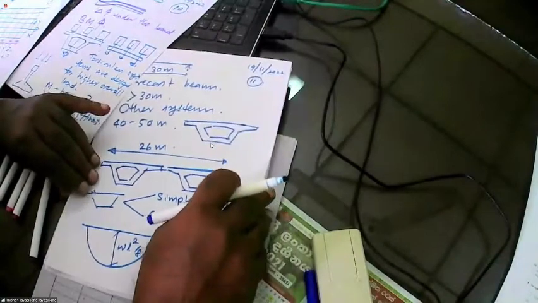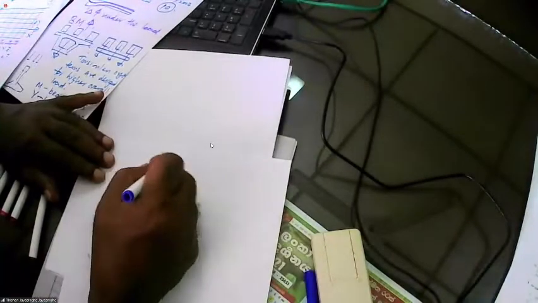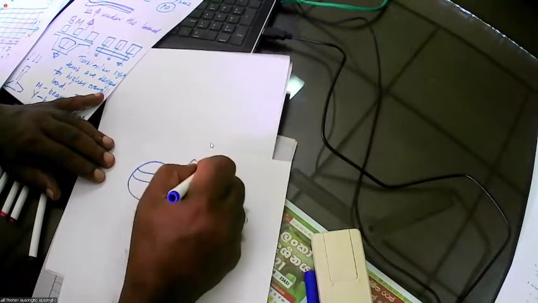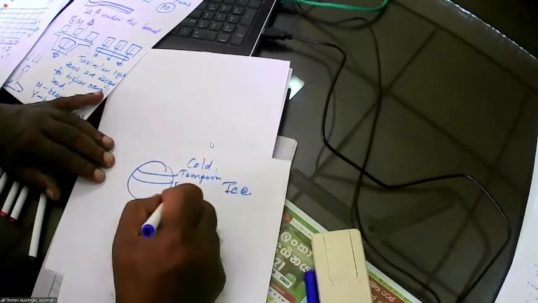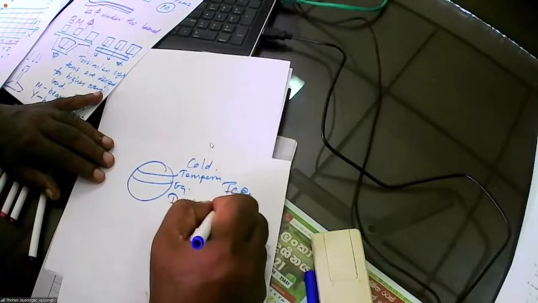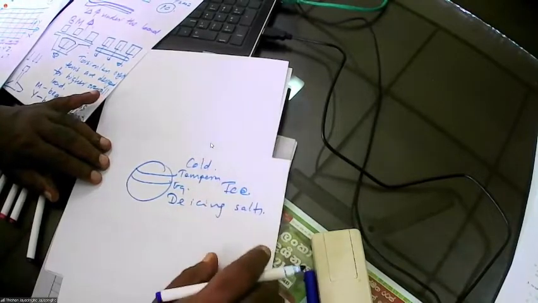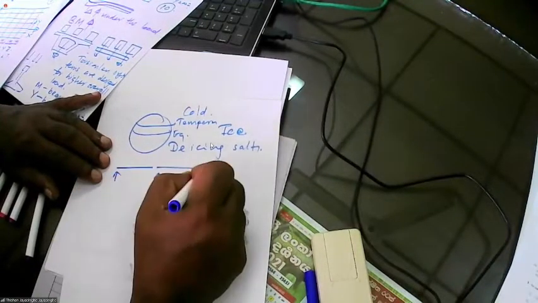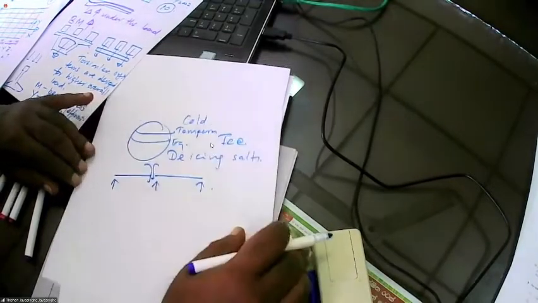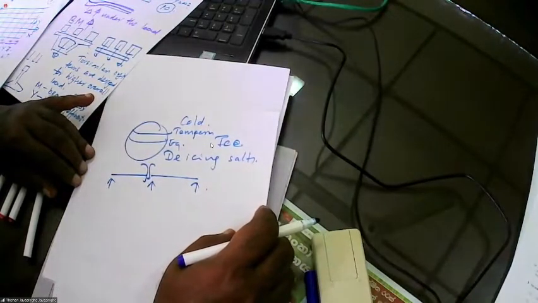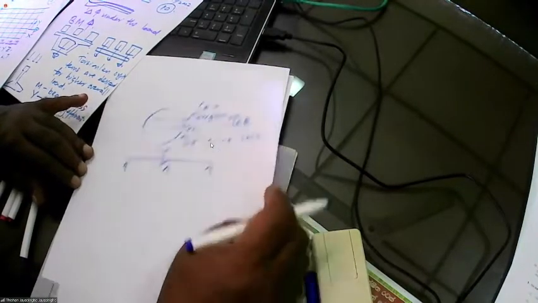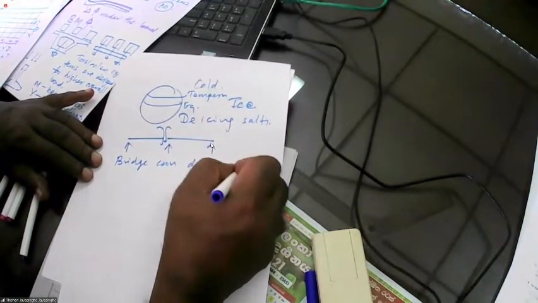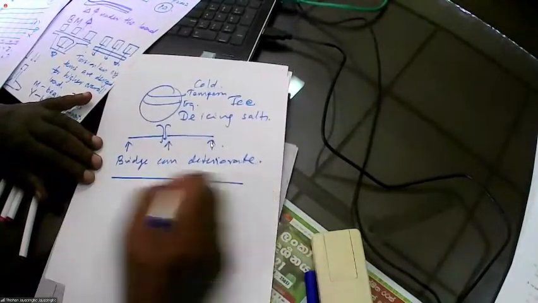But that is not the only reason why we go for continuous structures in highways. In the world, there are countries, we are in the equator, and there you get temperate or cold climates, and you get ice. And they apply de-icing salts. So when you apply de-icing salts, what happens? You have a structure with joints at each support. All these de-icing salts will start attacking the structure at the ends, because the de-icing salts can leak with the water. So when you have a salt environment, it can deteriorate. So how do you prevent that happening? You make the bridge continuous.